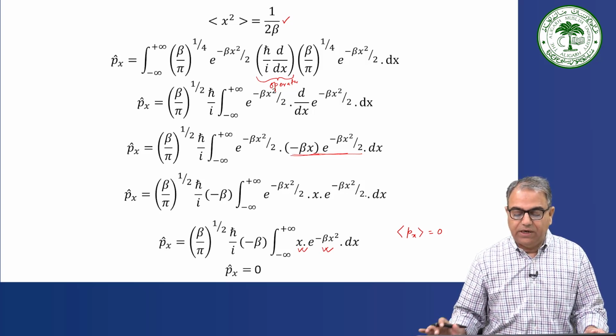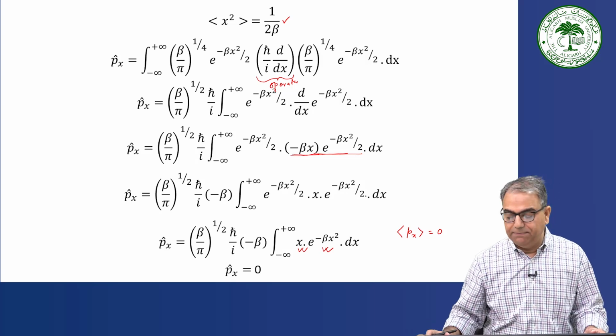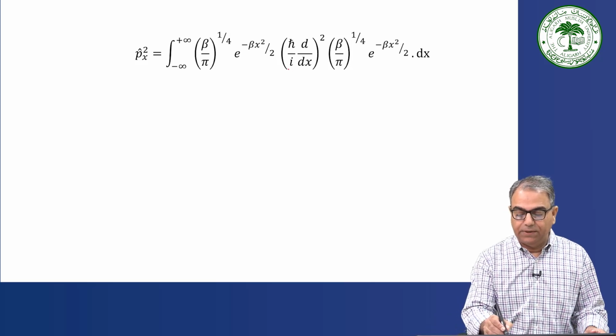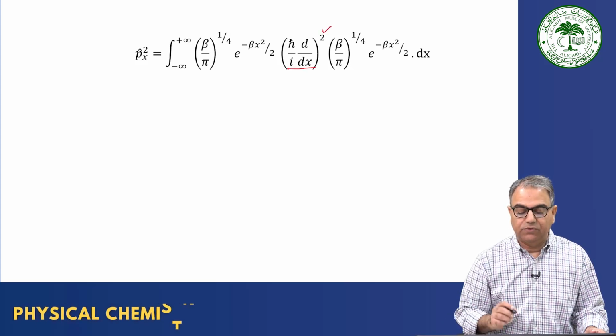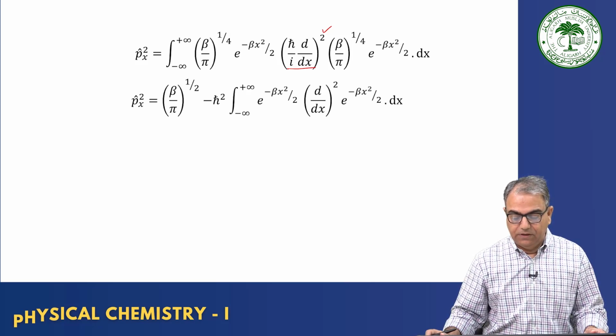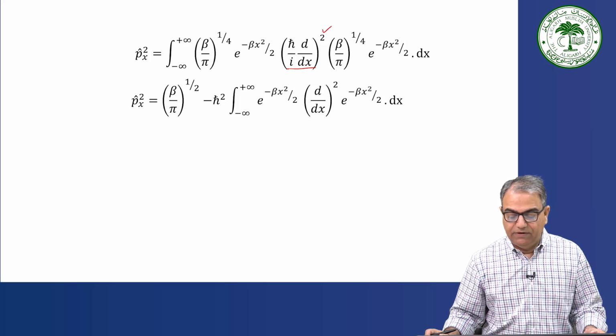The last quantity which you have to do is px square. For px square, the only thing is the square of this particular operator, the rest of the thing is the same. For px square, we can write it like this, a square of the operator. The two wave functions, beta divided by pi raised to the power 1 by 4 exponential minus beta x square divided by 2, and then again the same wave function, and you integrate from minus infinity to plus infinity.